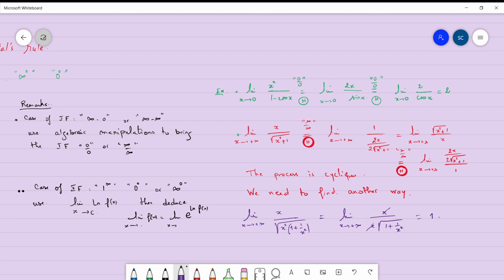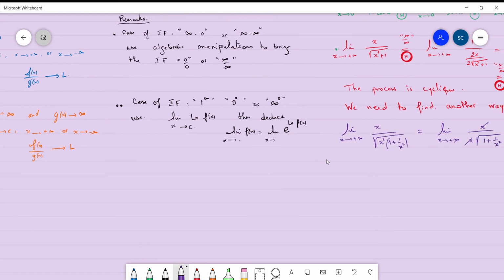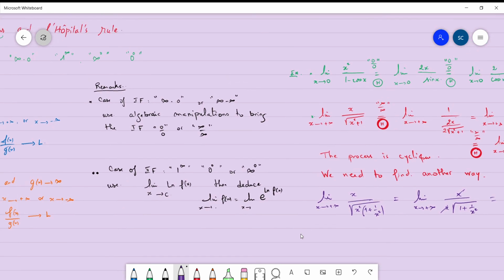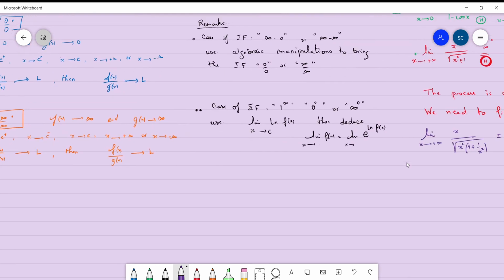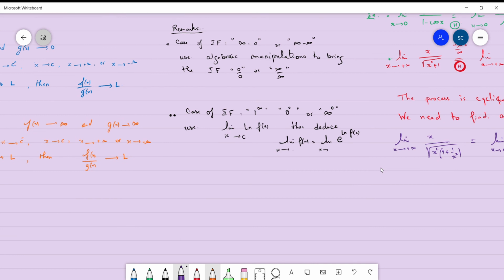Another last example is about using the exponential, the hint they gave us here. Let's give an example. What about the limit of x power x as x approaches 0 plus? Let's apply this remark. We can write it as the limit of e^(x ln x) as x approaches 0 plus.